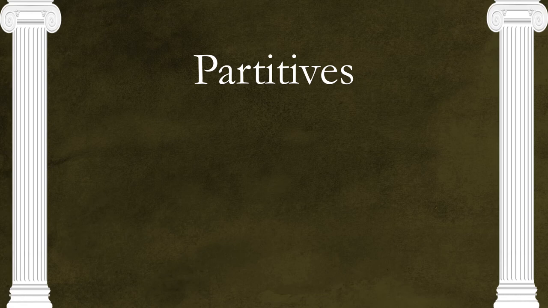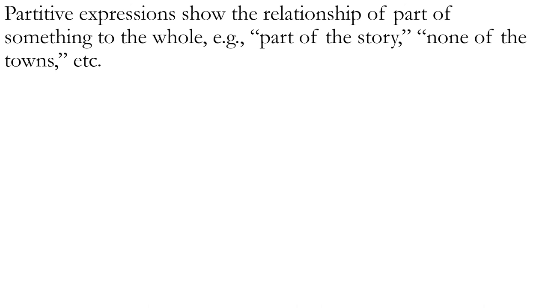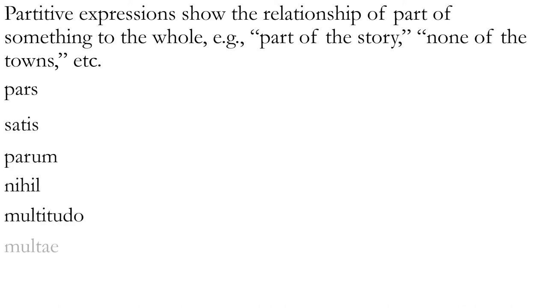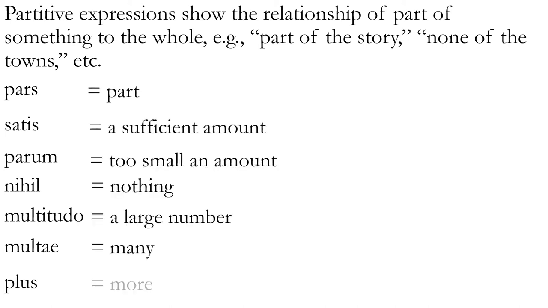Okay, now let's take a look at partitives and how we can use numbers with them. So remember, partitive expressions show the relationship of part of something to the whole. For example, part of the story or none of the towns or something like that. So we have pars, satis, parum, nihil, multitudo, multi, and plus. Okay, and these are called partitive expressions.